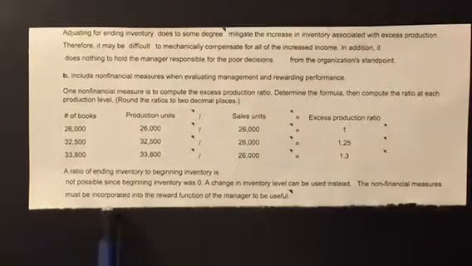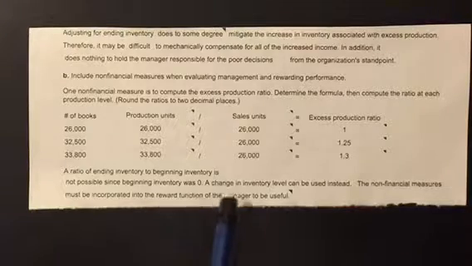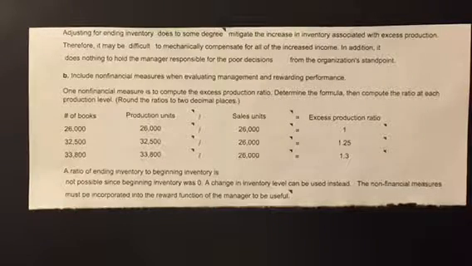Now it says a ratio of ending inventory to beginning inventory is not possible since beginning inventory was 0. A change in inventory level can be used instead. The non-financial measures must be incorporated into the reward function of the manager to be useful.